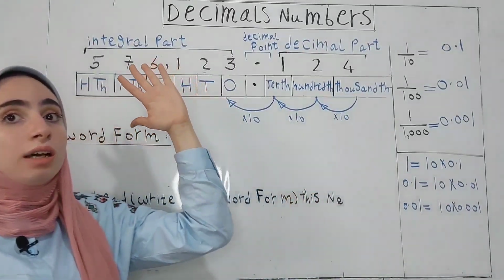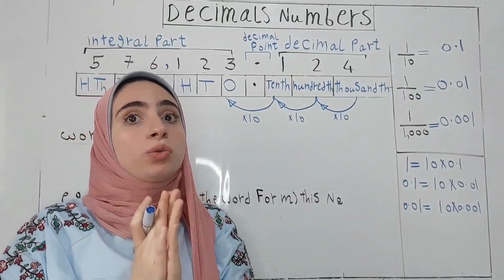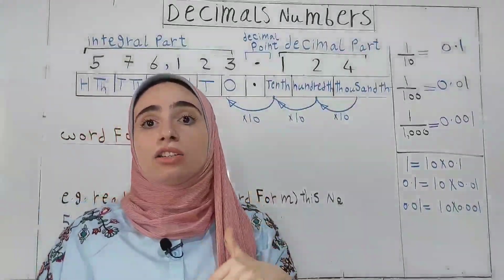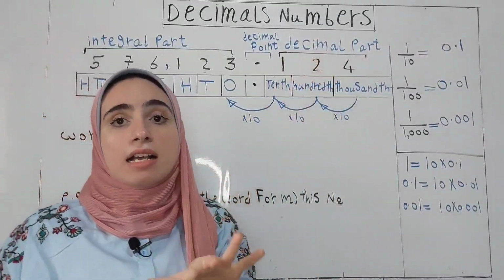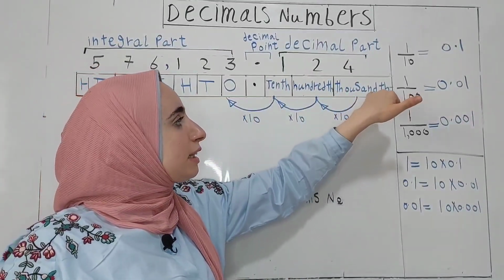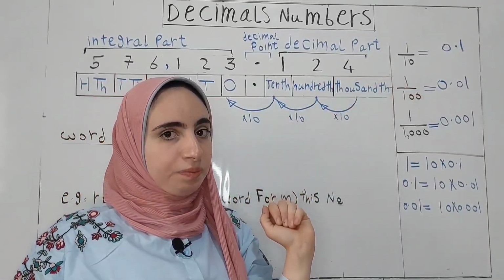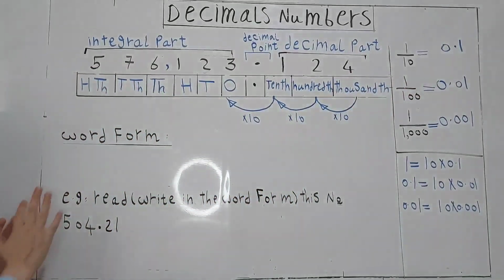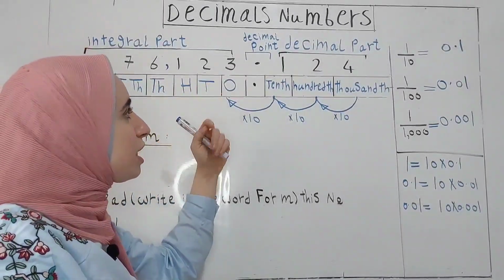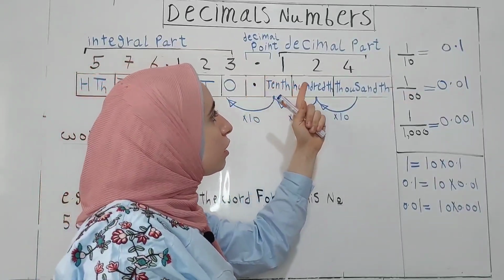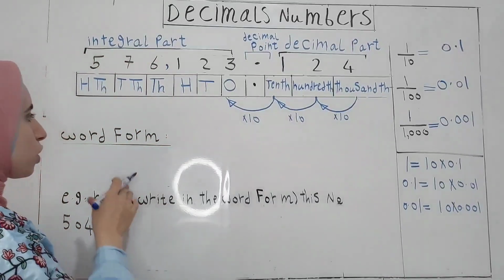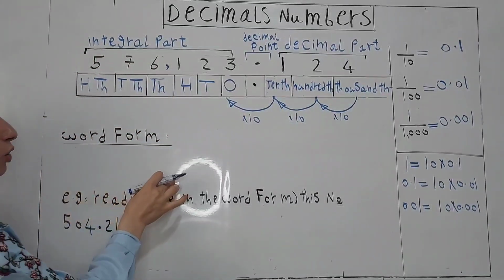We read the whole number as it is, and when we reach the decimal point, we say and, and we read the decimal number as it is and say the position of its last digit. Now we read that 526,123 and 124 thousandths.